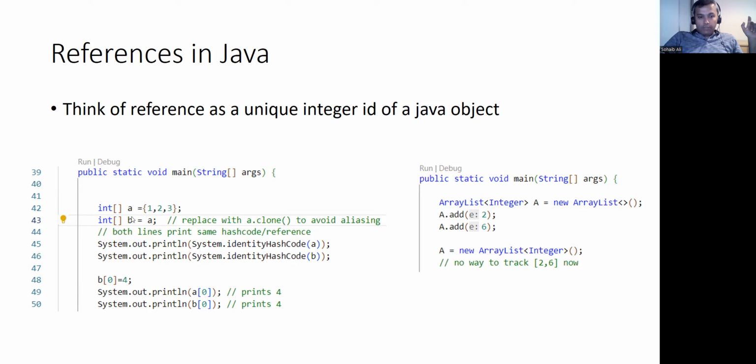Internally, what this means is that if both variables A and B are pointing to the same location, then if you change one variable, you will see that this change will be reflected in the other variable as well. Okay, so I'm just changing the first item of B, but that change will also be reflected in A. So both A and B are pointing to the same location in memory.